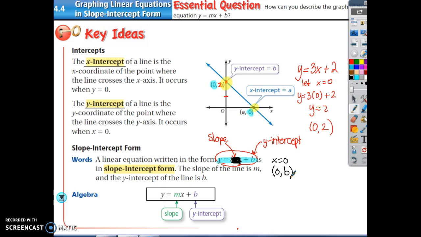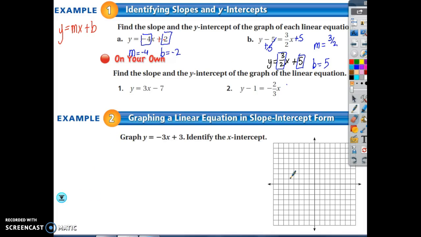From there, we went on to talk about slope-intercept form and simply identify the slope and the y-intercept of a few of these equations. In letter A, we have y equals negative 4x minus 2. We rewrote that to y equals negative 4x plus negative 2. From here, we can identify m as negative 4 and b as negative 2.